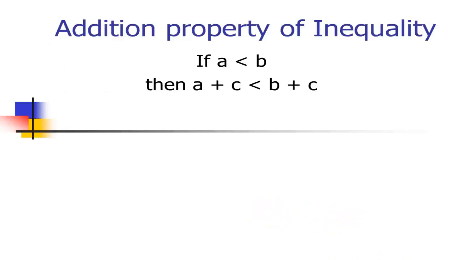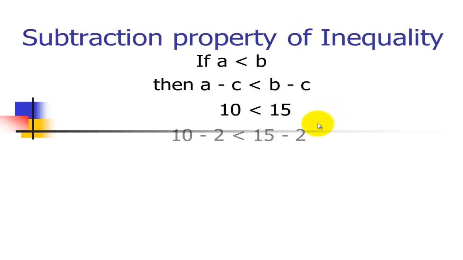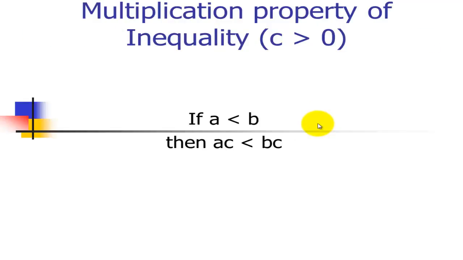We also have the addition property for inequality. So if A is less than B, and we add the same quantity on both sides of the inequality, the left side A plus C is still less than B plus C. The same thing with the subtraction property; the multiplication property and division property also hold true for inequality.